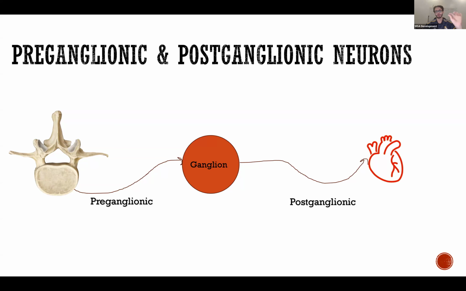We have a preganglionic neuron coming from the spinal cord. We have the ganglion, which is in between. And then we have the postganglionic neuron, which will then go to the target organ to elicit a response.